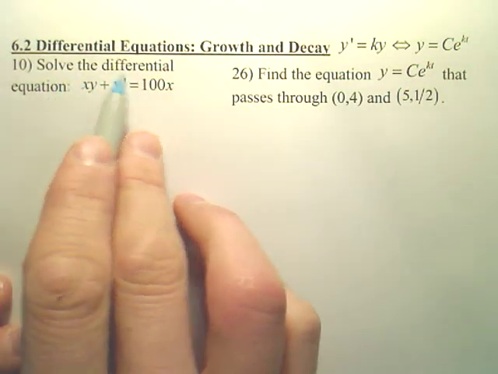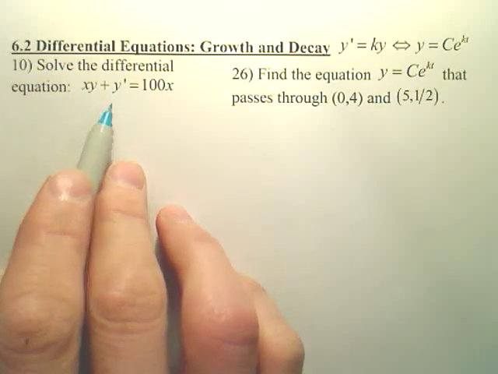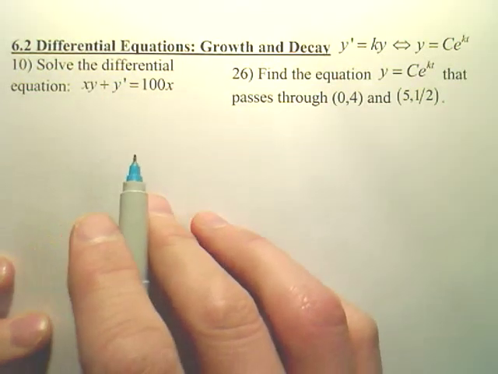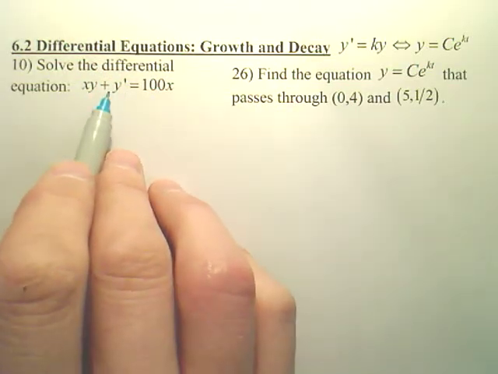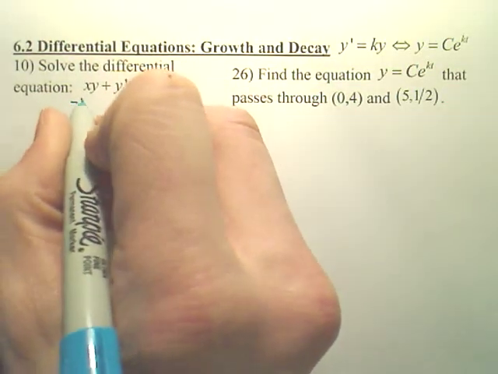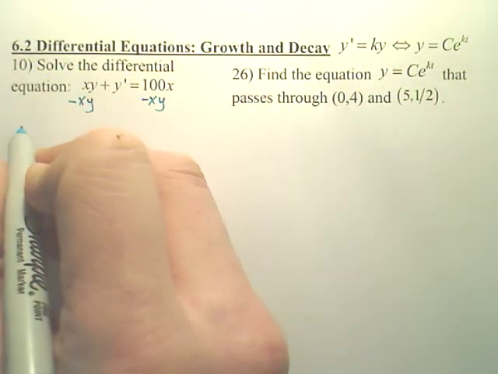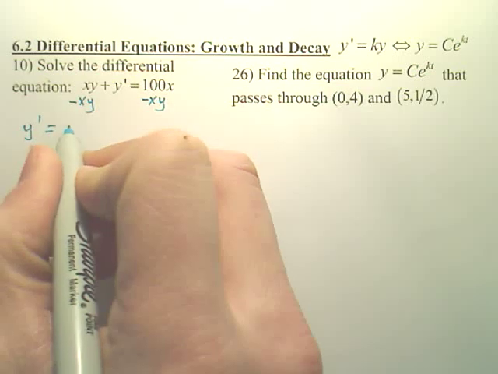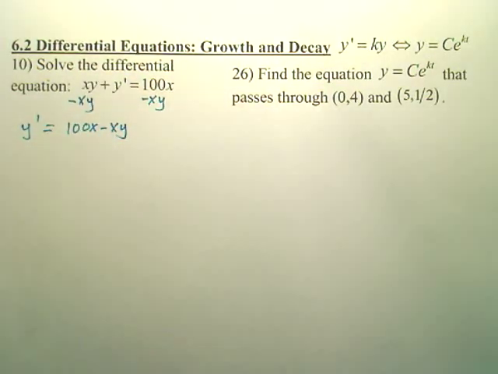I want to solve the differential equation. Solve means find y. To do that, it's something called kind of separation of variables. And what you're going to do is get the y's by themselves. So the first step is to subtract the xy over. You have y prime equals 100x minus xy.